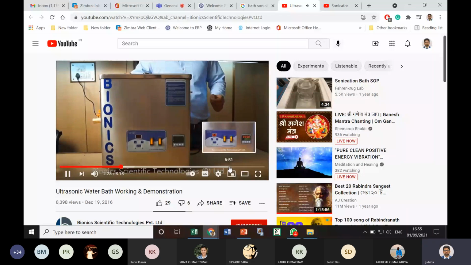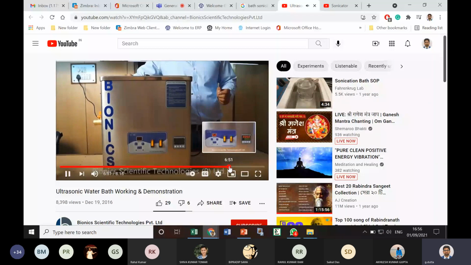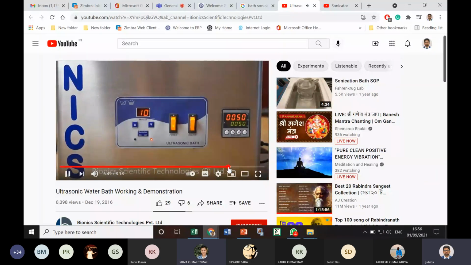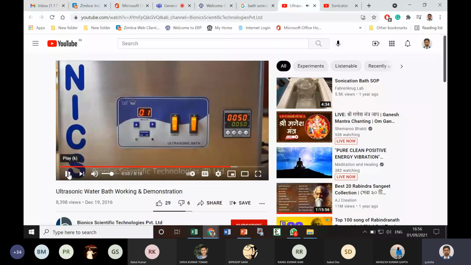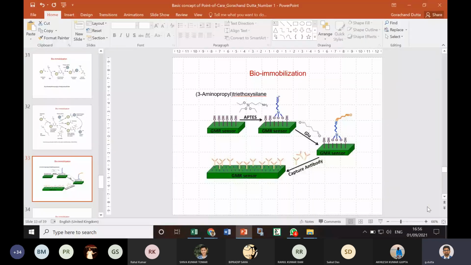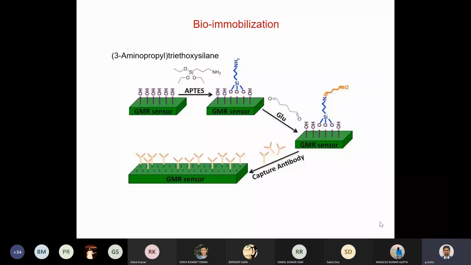Yeah. So you can see some sound here. Can you hear some sound? See like this. So they are generating sonication. Like this sound, it will help to remove all the contaminants from the surface. Okay. So then how will you make your sensor surface hydrophilic, right?